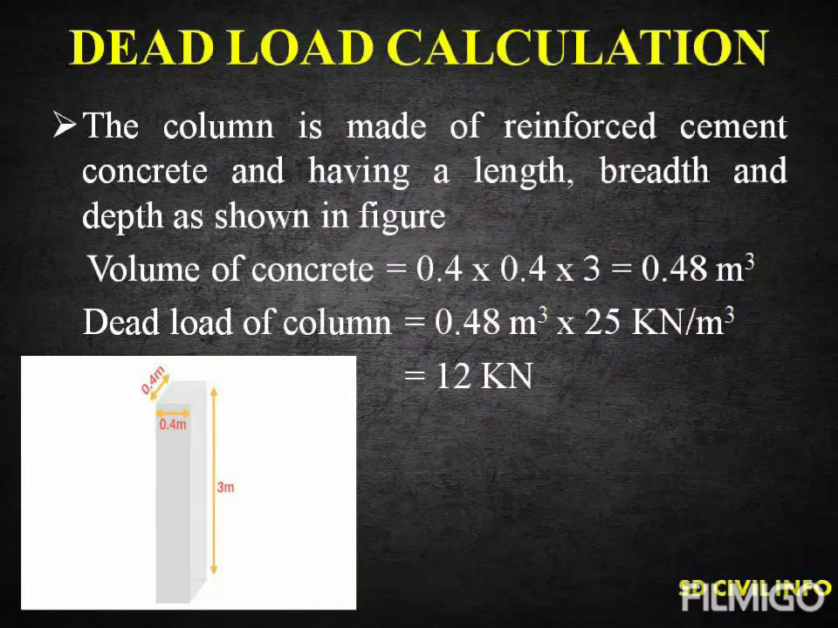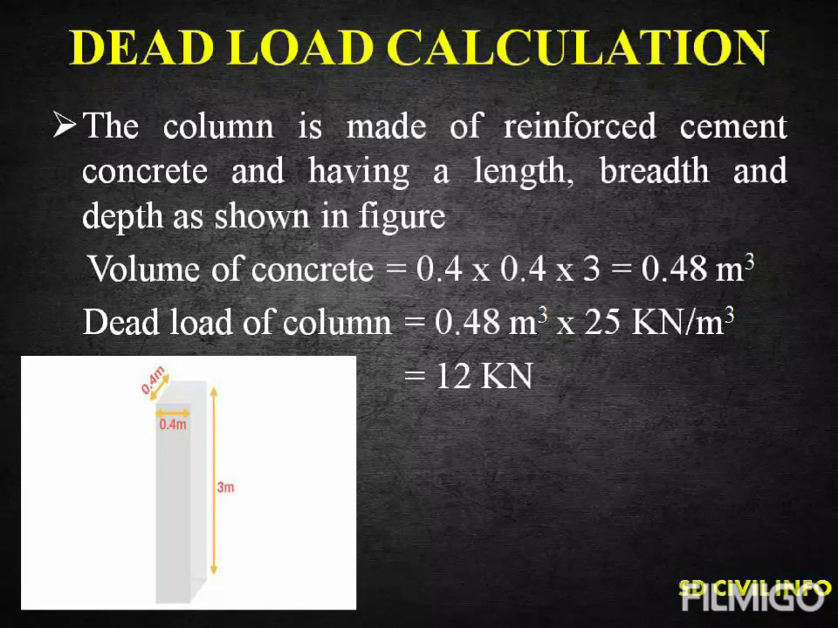For example, in the given figure, the column is made of reinforced cement concrete and has a length and breadth of 0.4 meter and a depth of 3 meter as shown. First, we have to calculate the volume of concrete, that is length into breadth into height, that is equal to 0.4 into 0.4 into 3, that is equal to 0.48 meter cube.